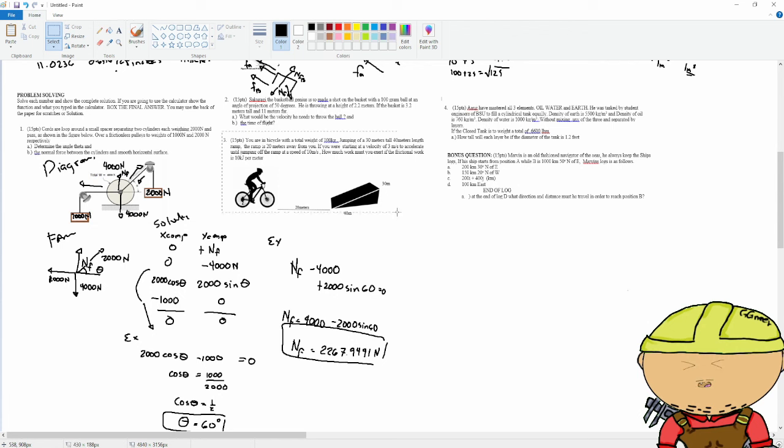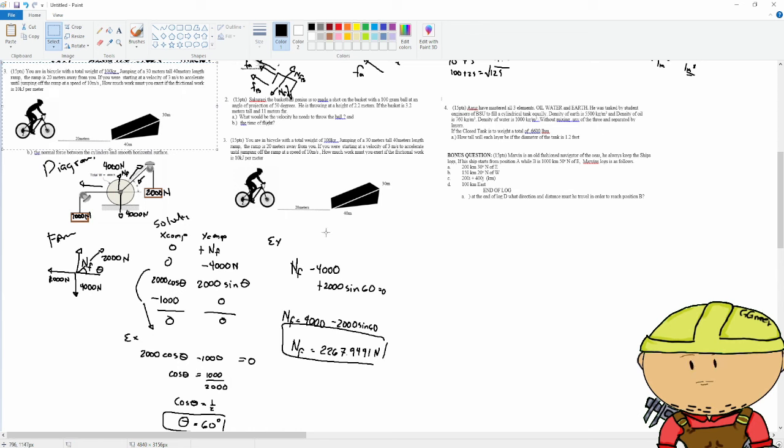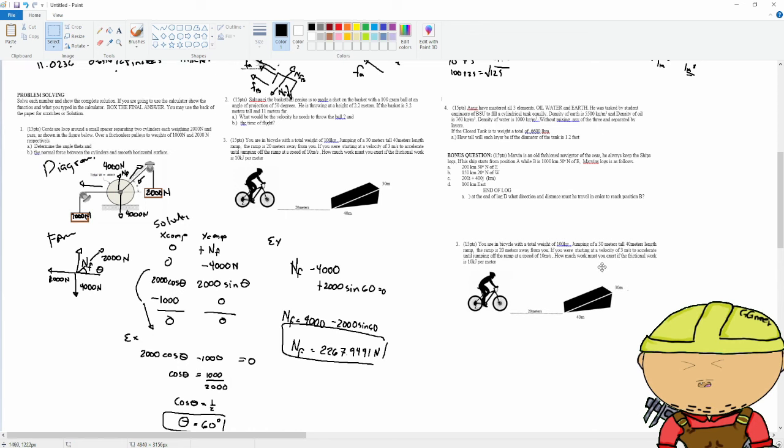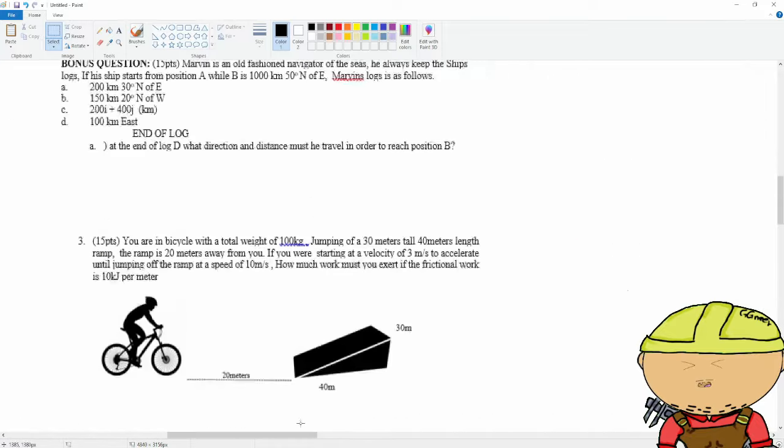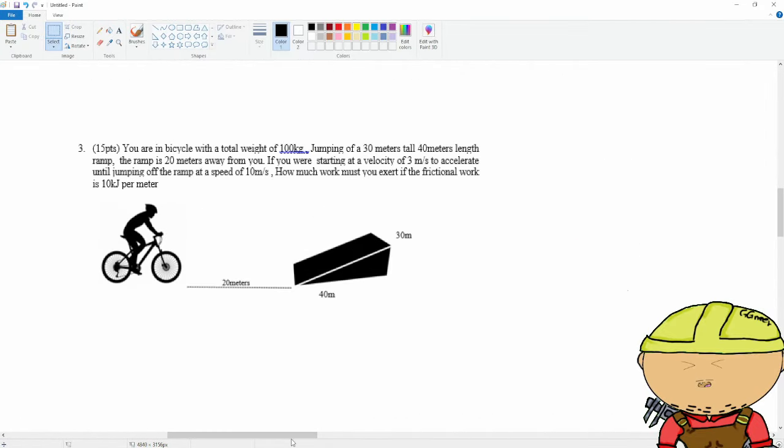I do write the given if there's already a diagram given. So I need to know what the given is, and I need to double check if I'm using the right values. So let me check the time. 13 minutes. It's pretty fast.